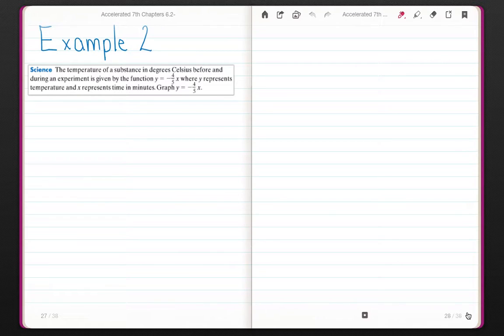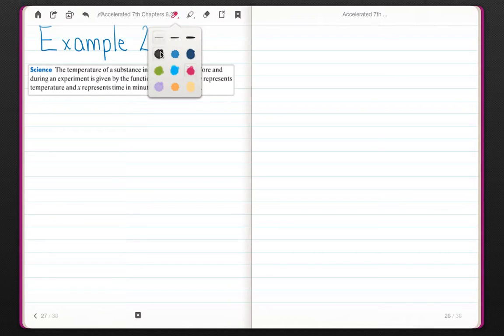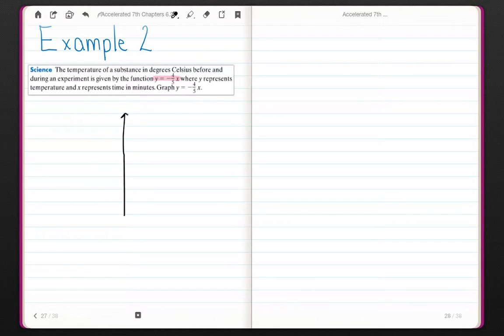Example 2, science. The temperature of a substance in degrees Celsius before and during an experiment is given by the function y equals negative 4/5 x, where y represents temperature and x represents time in minutes. Graph y equals negative 4/5 x. Now, of course, you are going to use graph paper for this. I will do the best I can freehanding my graphs. You are going to use graph paper. Graph paper makes things very neat.